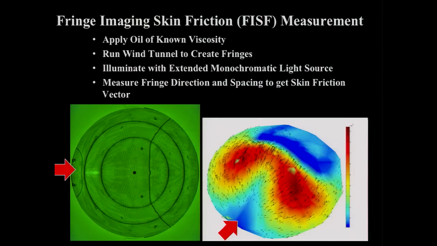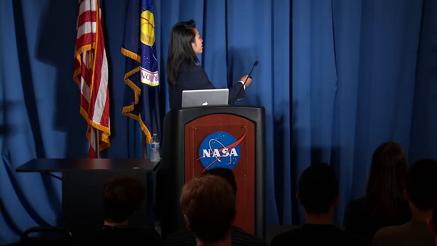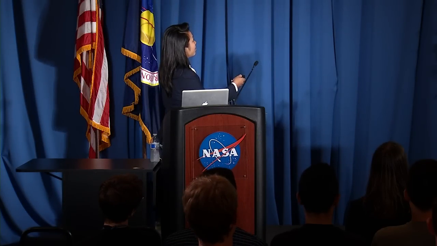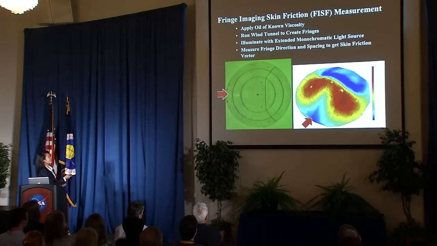Once that is done, we illuminate the model with an extended monochromatic light source. You get two interfering light waves when that happens. First, the light reflects off the surface of the model, so that's one light wave. And then second, the light reflects off the surface of the oil, that's a second light wave. And you get these fringe patterns that you see here. By measuring the direction and the spacing of the fringe pattern, we could actually correlate that with skin friction.